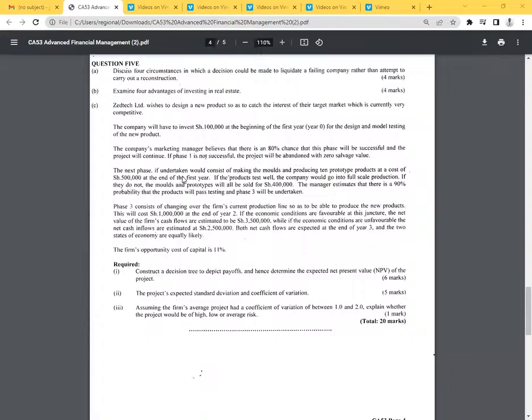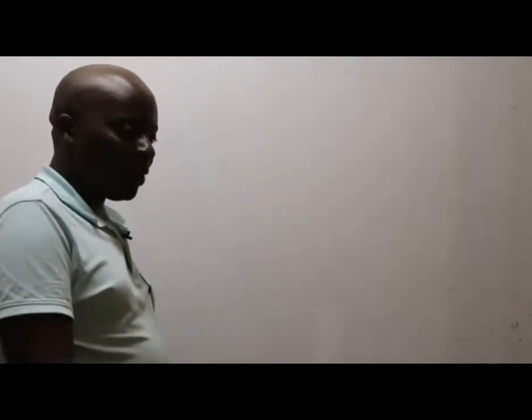The next phase, if undertaken, ladies and gentlemen, if I could just capture the first phase, what are they telling us there really? So, ladies and gentlemen, this is what they're telling us. That this company wants to get into some investment decision. And how do they enter into this investment decision?